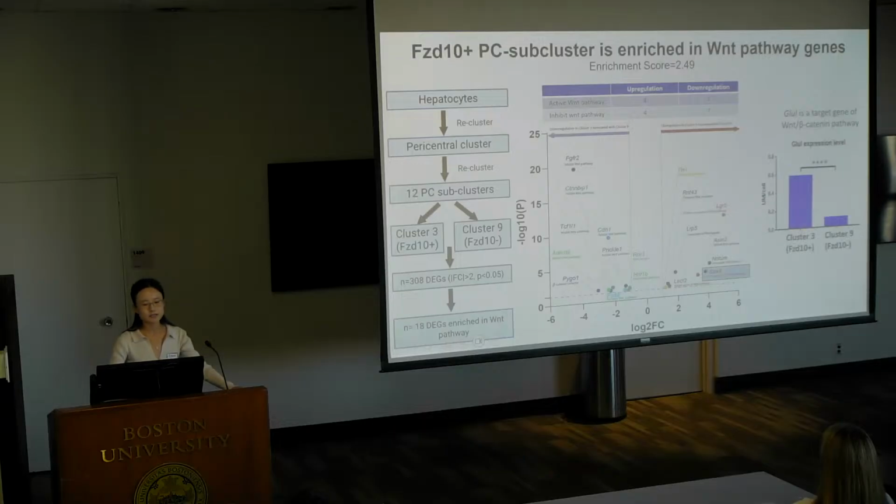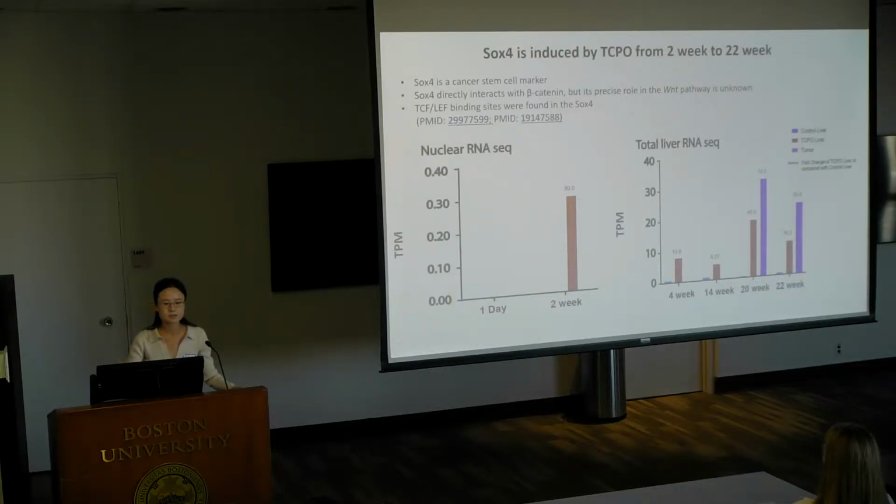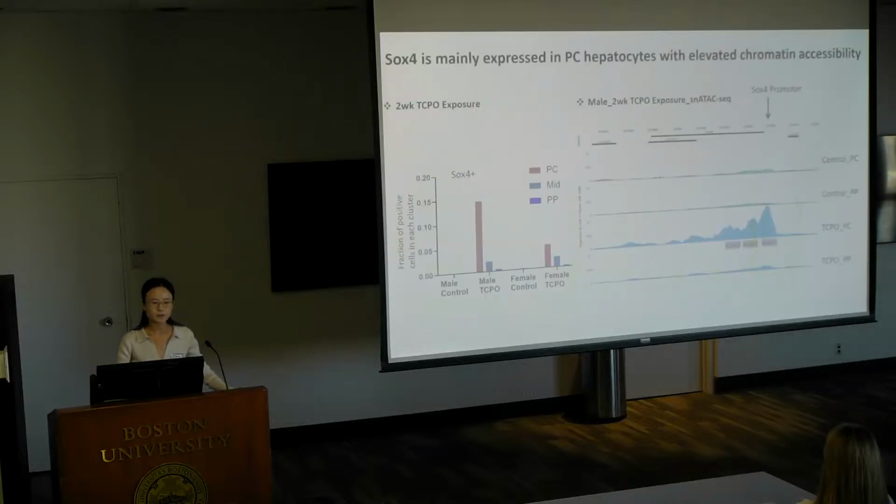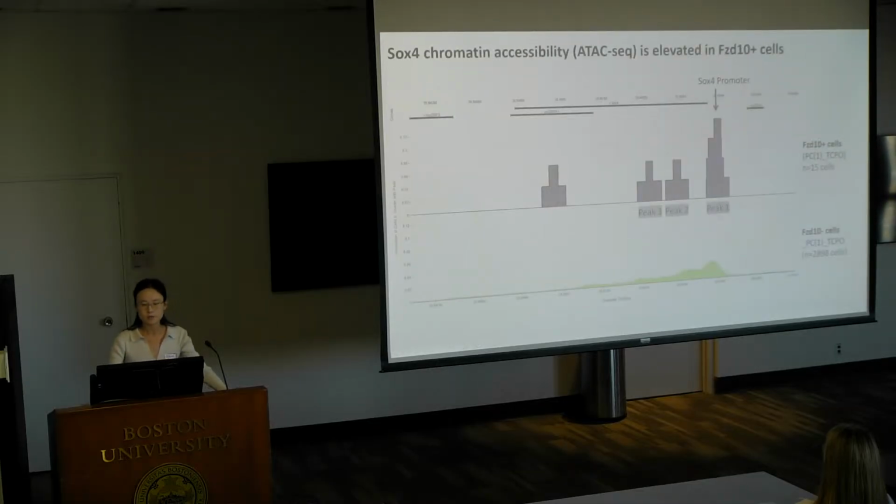And among all of these 18 genes, SOX4 is a really interesting target because it is a cancer stem cell marker and it directly interacts with beta-catenin and has some binding sites with the TCF. So right here, we can see that similar to frisoten, SOX4 is induced by TC pop-up from 2-week to 22-week, but not from 1 day. And also, SOX4 is mainly expressed in the pericentral hepatocytes with a higher chromatin accessibility in the TC pop-up pericentral hepatocytes. Another thing we need to mention is that within frisoten positive cells, we can see that the SOX4 chromatin accessibility is elevated, which means SOX4 and frisoten may co-express.